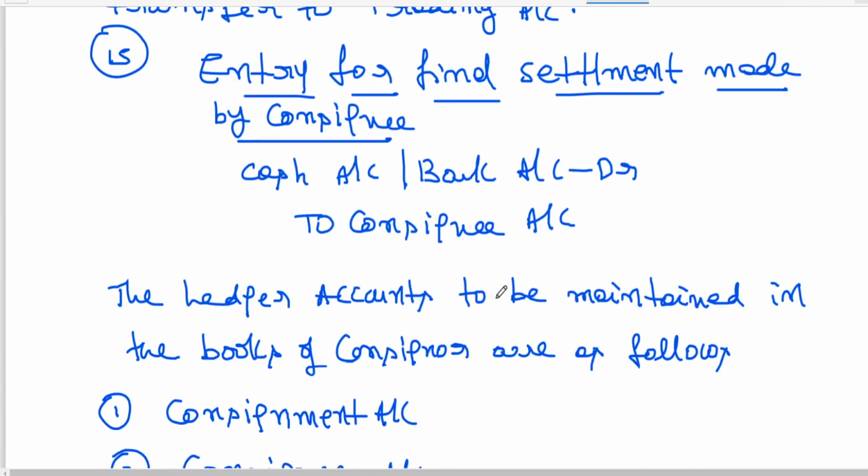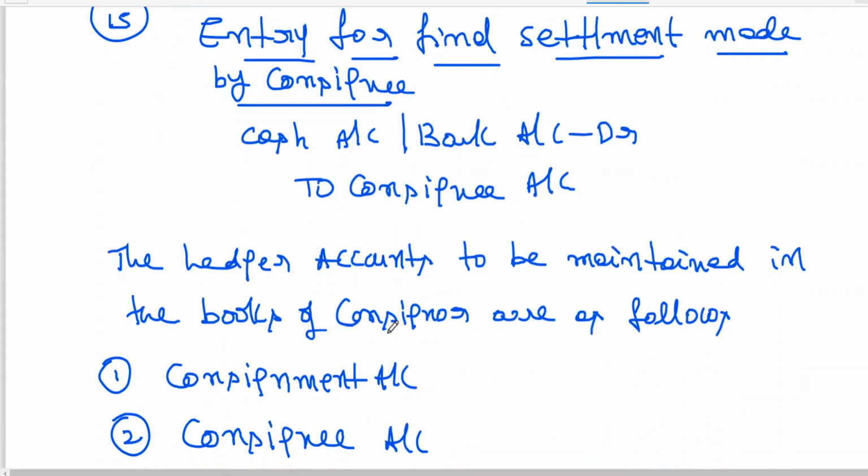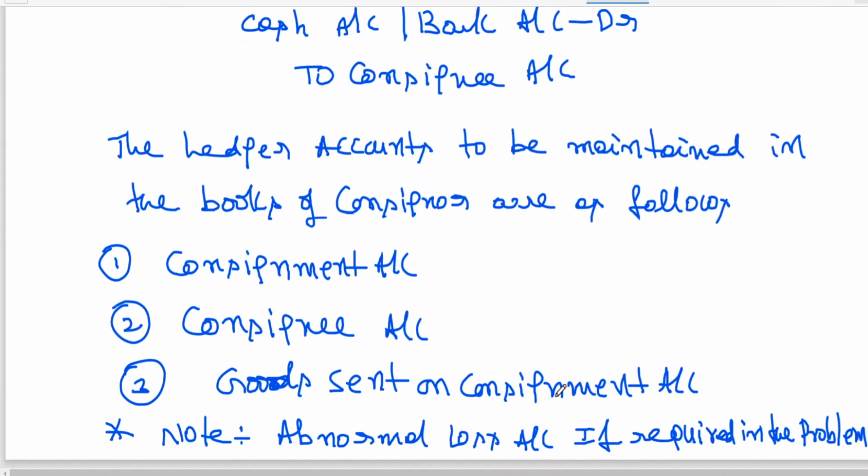The ledger accounts to be maintained in the books of consignor are the consignment account and the consignee account. Goods sent on consignment account, generally we don't open. Normally we open these two accounts. As per the problem, a third account can be opened, abnormal loss account also. These two we have to open as per the problem. If you get the time, you can open the third account also, but this is not a must. Time management is the key. Slowly you will learn the significance of time management when you are writing the examinations.